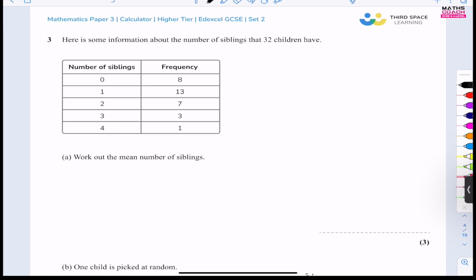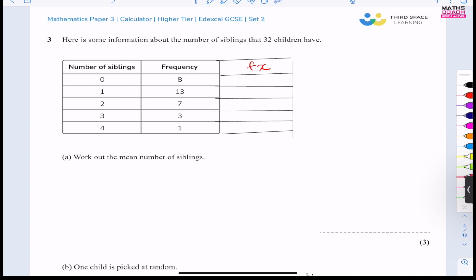Question number 3. Here is some information about the number of siblings that 32 children have. Work out the mean number of siblings. When you're calculating the mean, you need to extend your table and draw a third column, which you will label fx. Now, how do you find the values that go into this column? You just multiply across. This is your x and this is your f. So you just multiply those across.